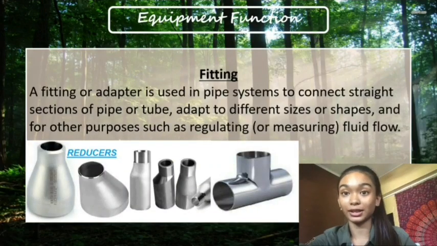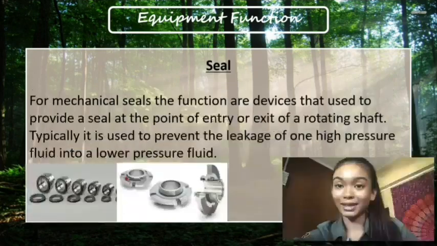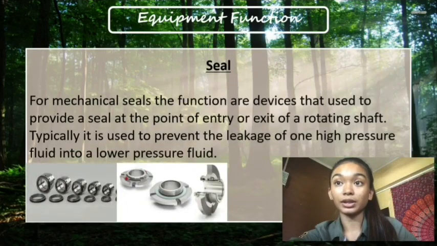Okay, so now we have fitting. A fitting or adapter is used in pipe systems to connect straight sections of pipe or tube, adapt to different sizes and shapes, and for other purposes such as regulating or measuring fluid flow. Okay, next, seal. Mechanical seals are devices used to provide a seal at the point of entry or exit of a rotating shaft. Typically, it is used to prevent the leakage of one high-pressure fluid into a low-pressure fluid.